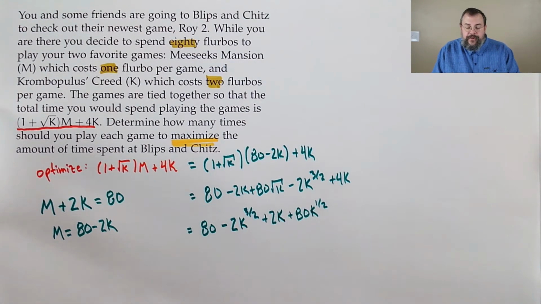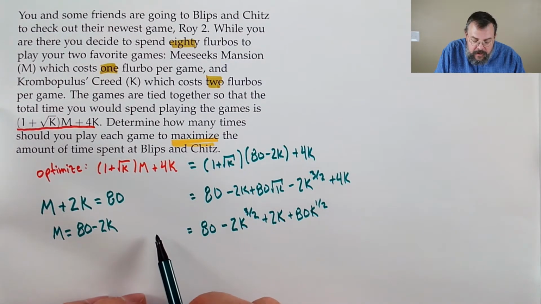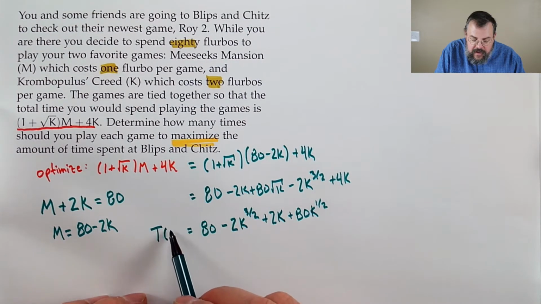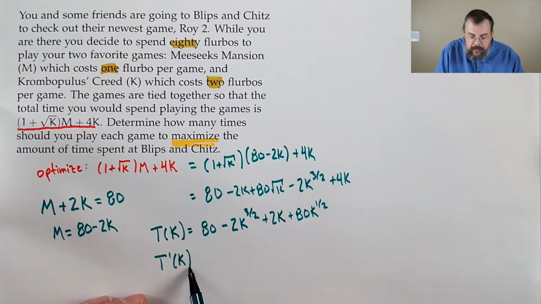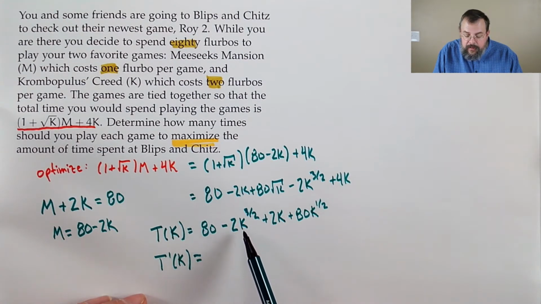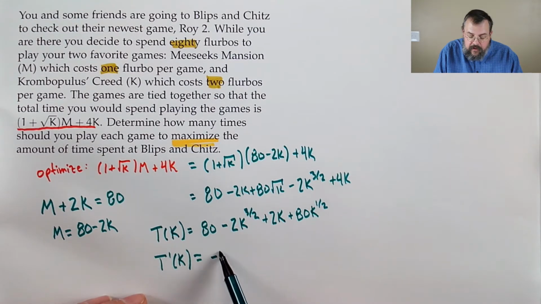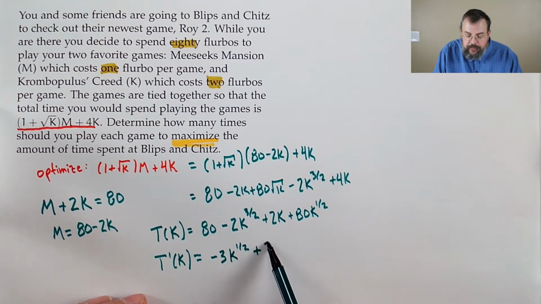All right, so we have our function. We've gone down to one variable. Now we pull out our tools of differentiation. Okay, so we'll call this here our function. Well, since we're after time, I'll call it our function t. And we've gone down to our single variable of k. So t prime of k is derivatives. Derivative of 80, 0. Derivative of negative 2 times k to 3 halves. 3 halves comes down. We'll get minus 3. Then it'll be k to the 1/2, 1 less, plus 2. All right, and here, 80, bring the half down. That's 40, k to the minus 1/2.